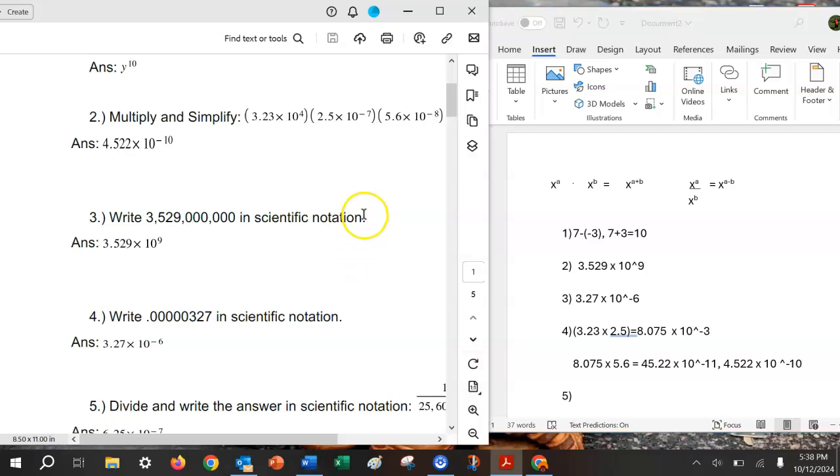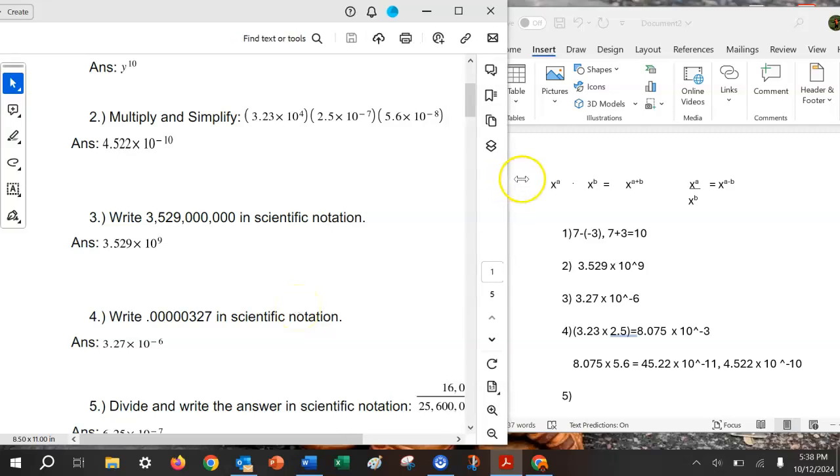Okay, now divide and write the answer. I'm going to have to open this up a little bit.